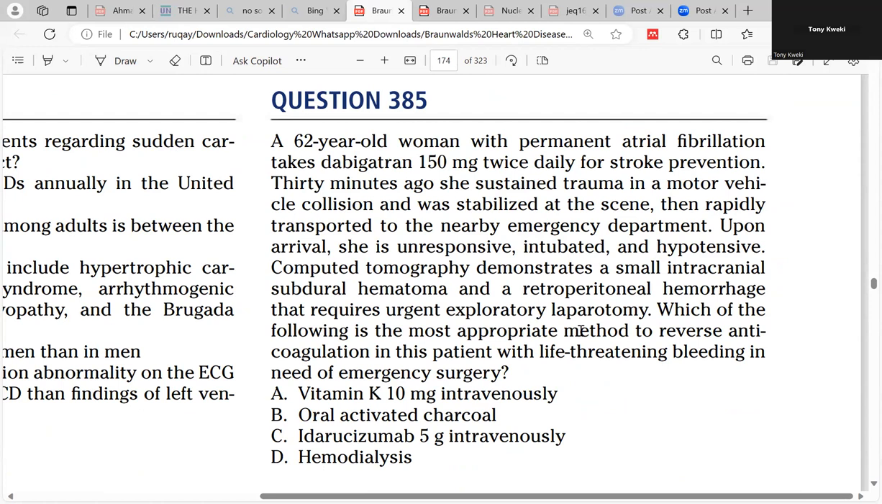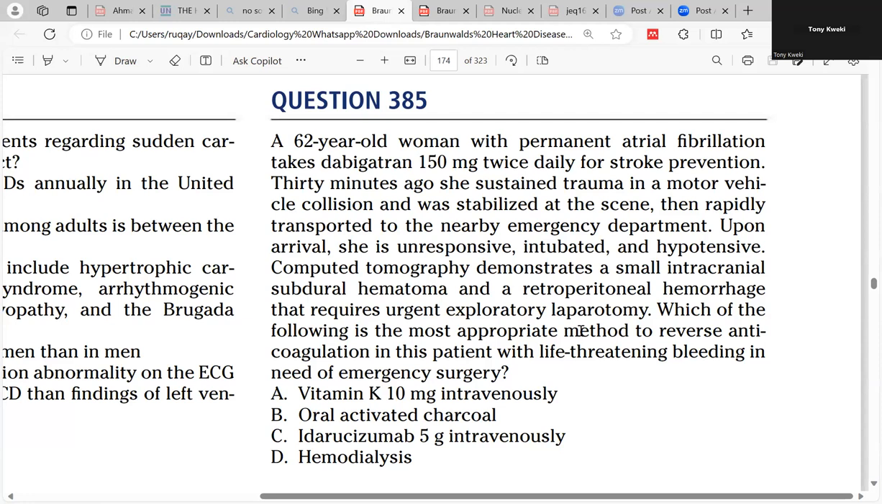So, yeah. Question 385. A 62-year-old woman with permanent atrial fibrillation takes dabigatran 150 milligrams twice daily for stroke prevention. 30 minutes ago, she sustained trauma in a motor vehicle collision and was stabilized at the scene, then rapidly transported to the nearby emergency department. Upon arrival, she is unresponsive, intubated, and hypotensive. Computer tomography demonstrates a small intracranial subdural hematoma and a retroperitoneal hemorrhage that requires urgent exploratory laparotomy.